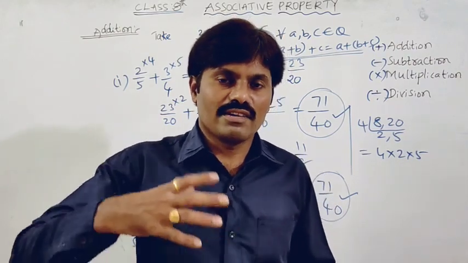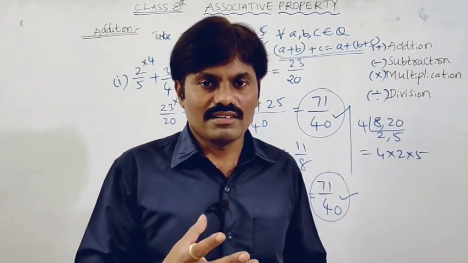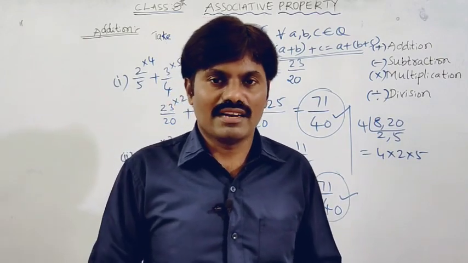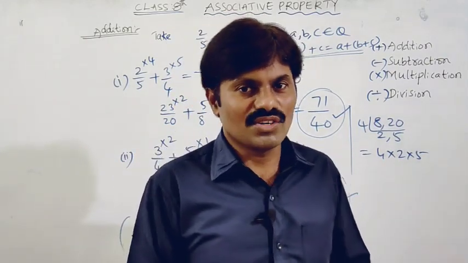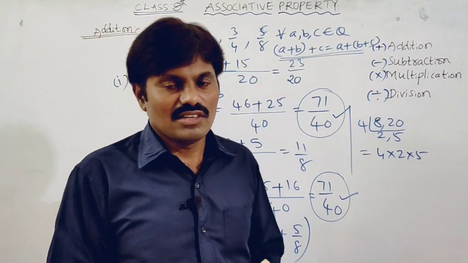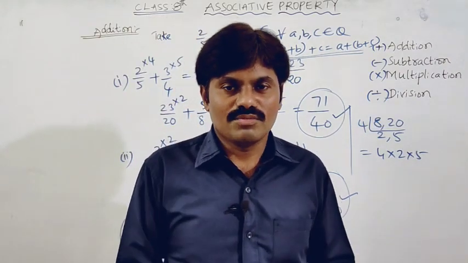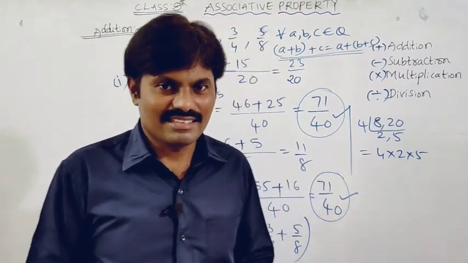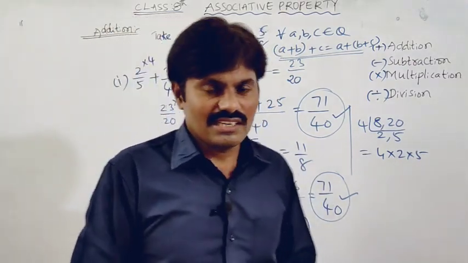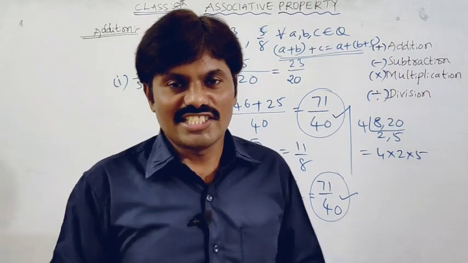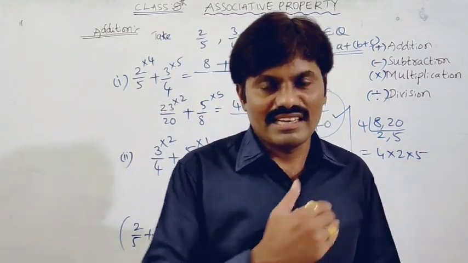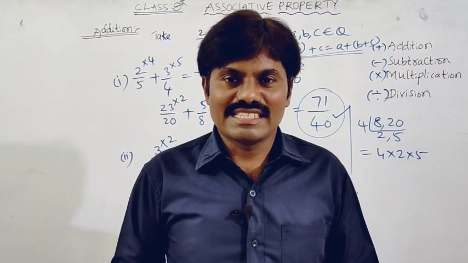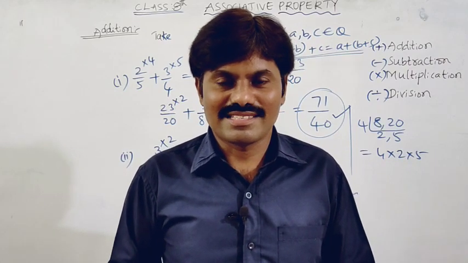While solving big problems, we sometimes need to solve big operations, big numerical expressions. In that case, we use these properties. By rearranging the terms, we can simplify in a very easy way. Is it clear? So we checked it under addition. Now, by taking another example, we will check whether subtraction is associative in the set of rational numbers or not.